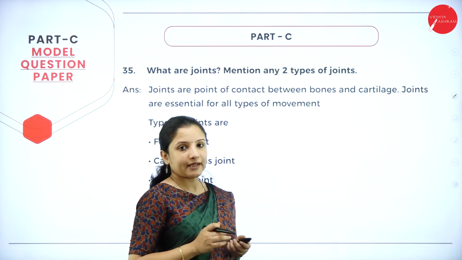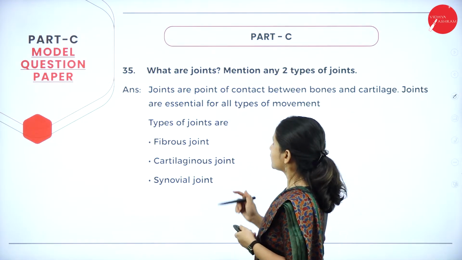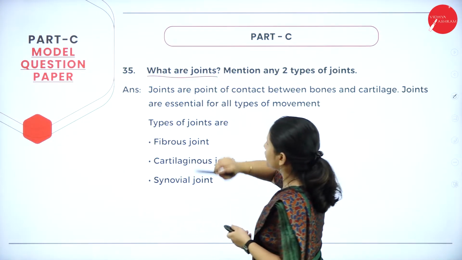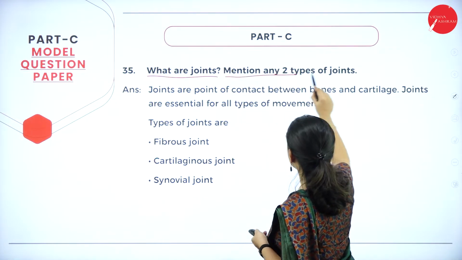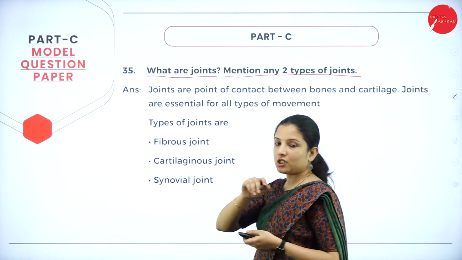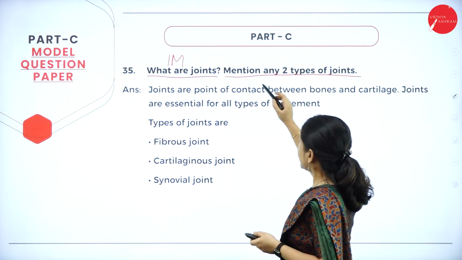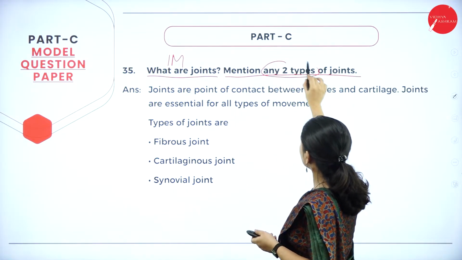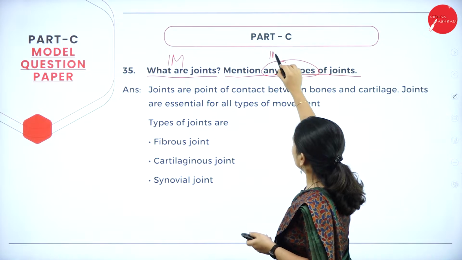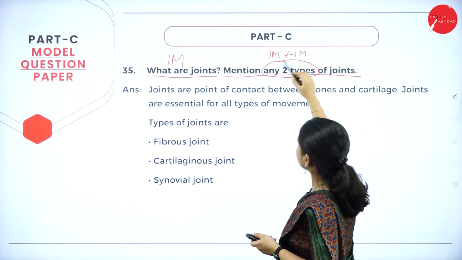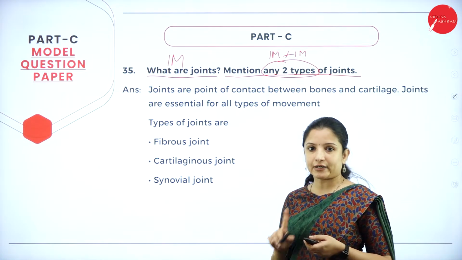So moving on to the next question. What are joints? So here they have given 2 questions. What are joints? Mention any 2 types of joints. So here, if you write what are joints, you will get 1 mark. If you mention any 2 types of joints, you will get 1 mark plus 1 mark. That is 1 mark for each type of joint that you mention.